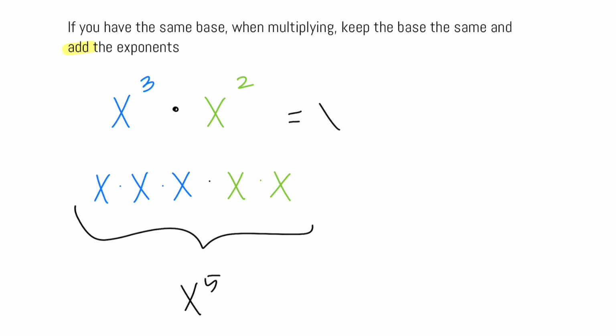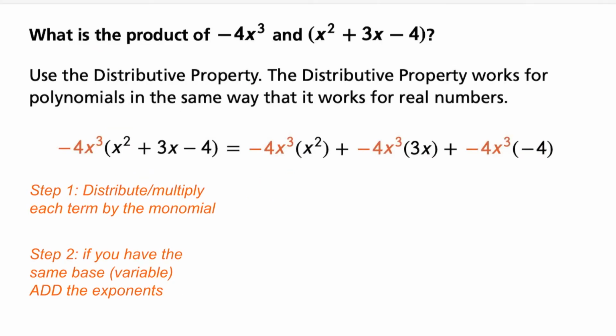So the trick, instead of multiplying it out every single time, is that you're going to keep the base the same and add your exponents. So to multiply each of these terms, I'm going to multiply the coefficients, and then as long as the variables are the same base, I can use my exponent rule where I just add up the exponents. So negative 4 times 1 is going to give me negative 4, and then x to the third power times x to the second power, 3 plus 2 is 5, so I get negative 4x to the fifth power.